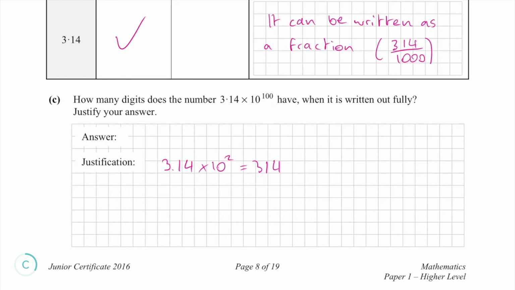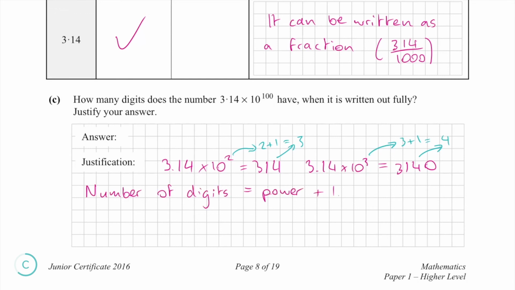right. Similarly, 3.14 × 10^3 is equal to 3140 because we moved the decimal point 3 places to the right. In both cases, we can see that the number of digits on the right is equal to the power on the left plus 1. So in the first case we have 3 digits, and in the second case we have 4 digits. This allows us to establish a rule for finding the number of digits when the number is written out fully, which is equal to the power of the 10 plus 1.